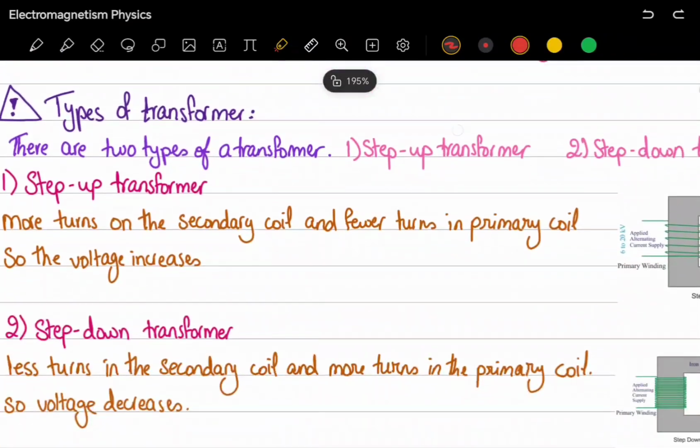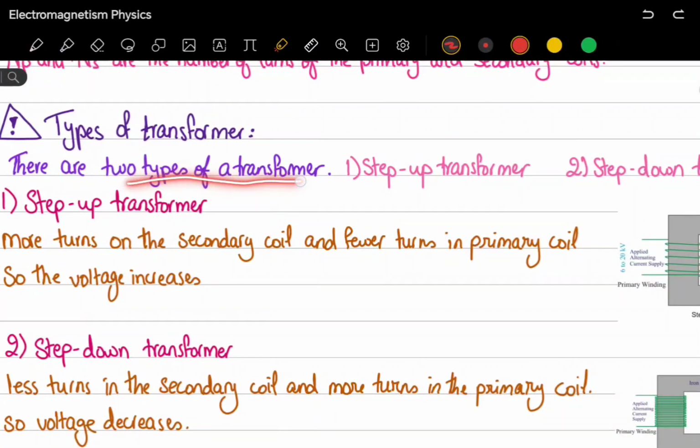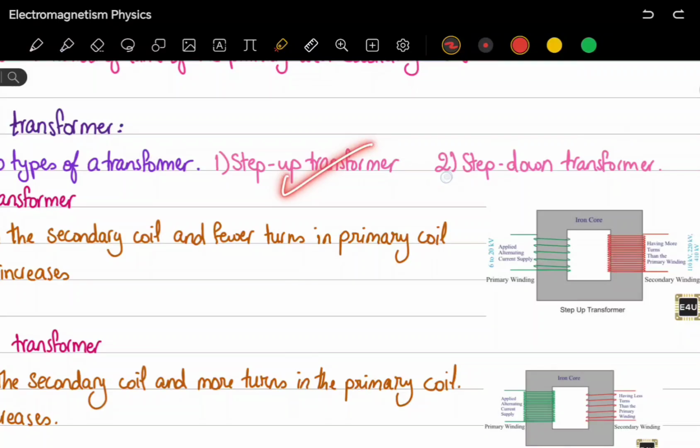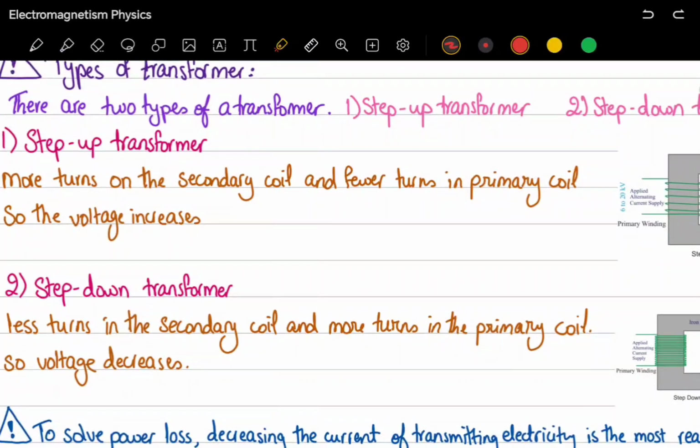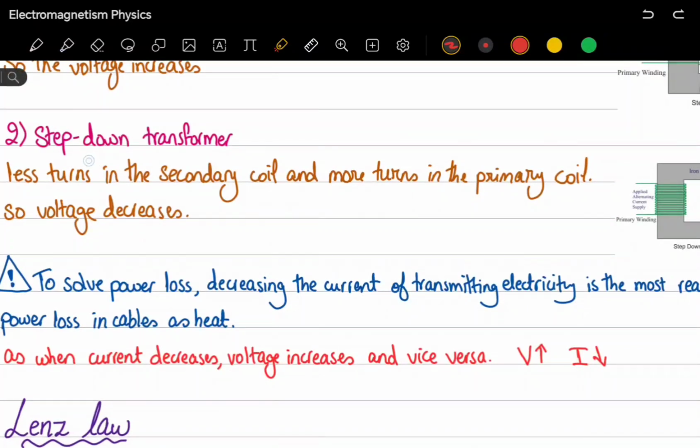Types of transformer, we have two types of transformer. We have a step-up transformer and a step-down transformer. Whenever we want to discuss the step-up transformer and step-down transformer, we will identify them according to the number of turns in the secondary coil. With more turns in the secondary coil and fewer turns in the primary coil, the voltage increases, which means that this is a step-up transformer. But for the step-down transformer, we're going to have fewer turns in the secondary coil and more turns in the primary coil, so therefore the voltage decreases.